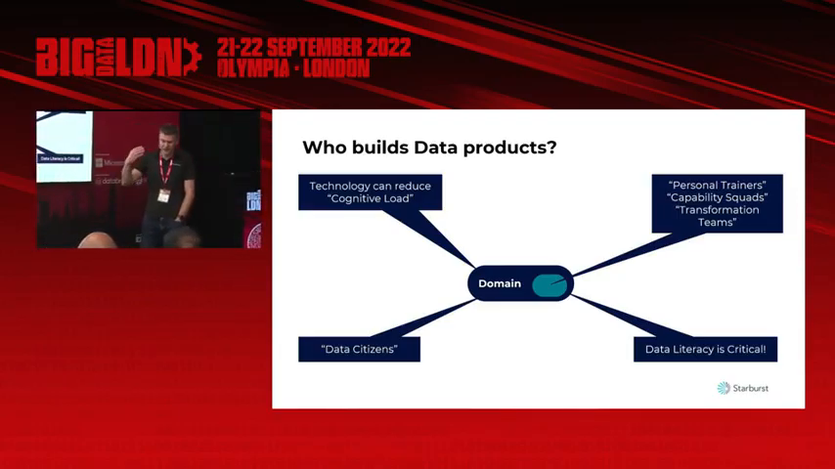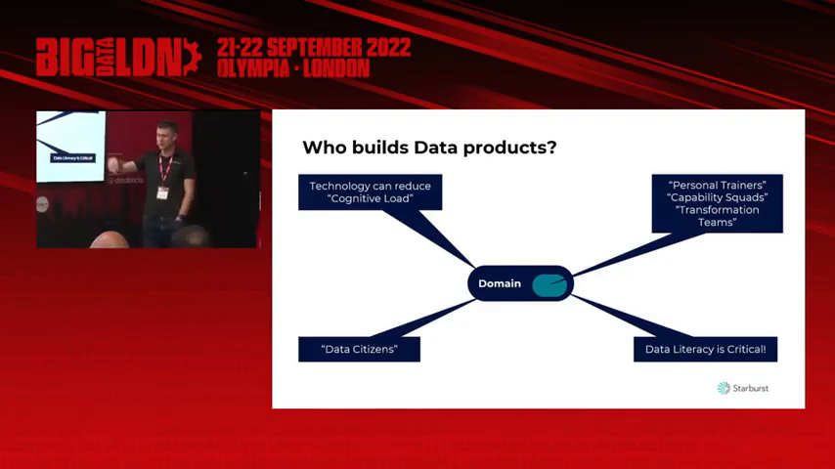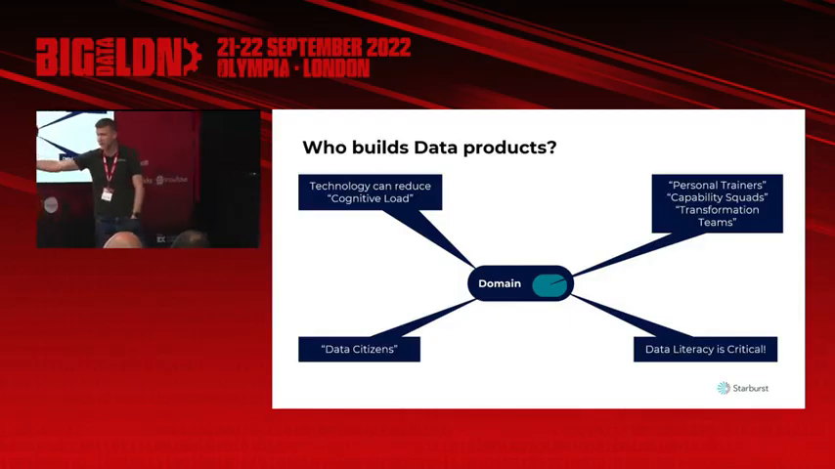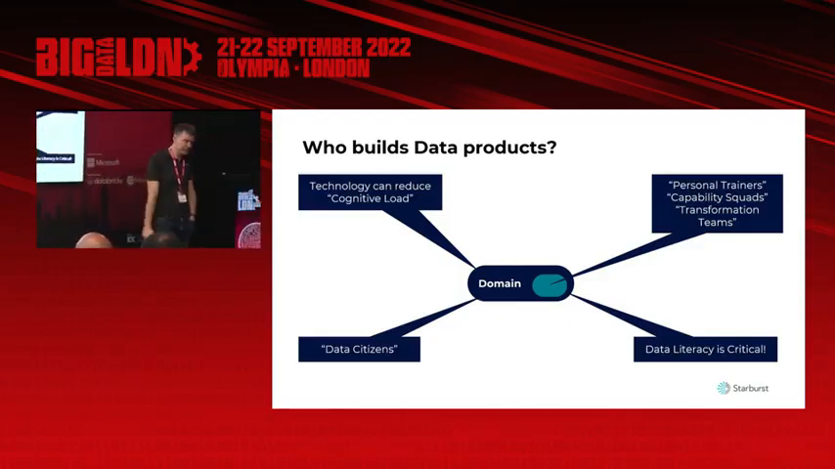And I think one of the criteria I should say of choosing technology is to reduce that technical load, that cognitive load, so people don't have to know loads to be able to build data products, because these are data citizens who are building them, enabled by the personal trainers. And then obviously you can imagine that data literacy is quite important there.